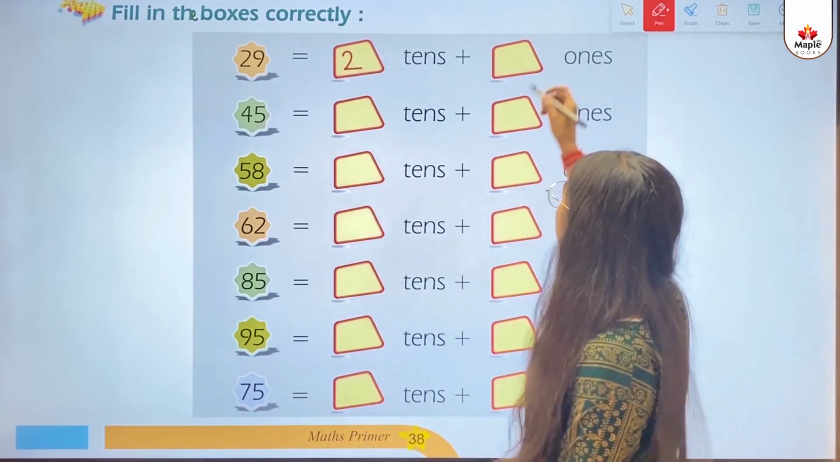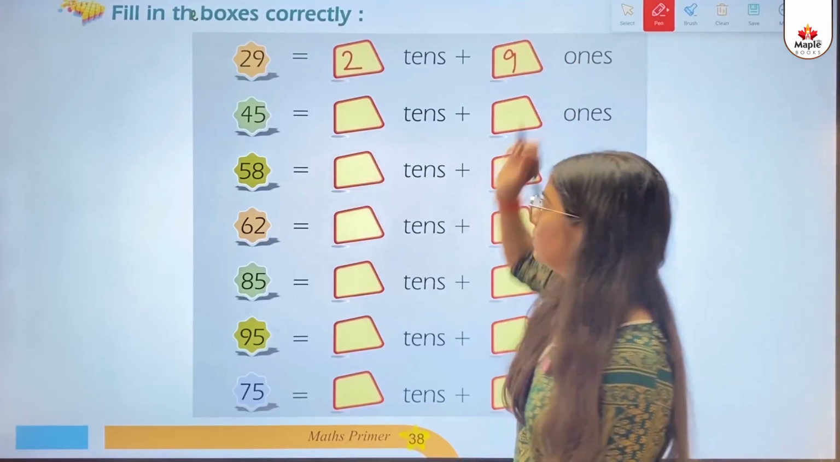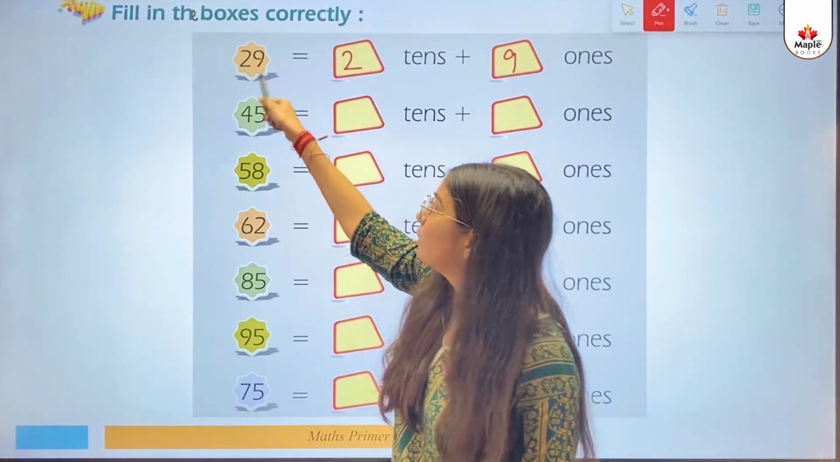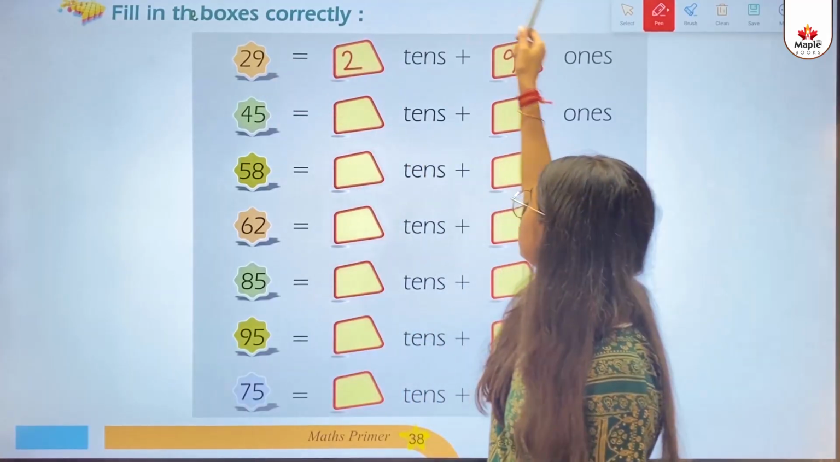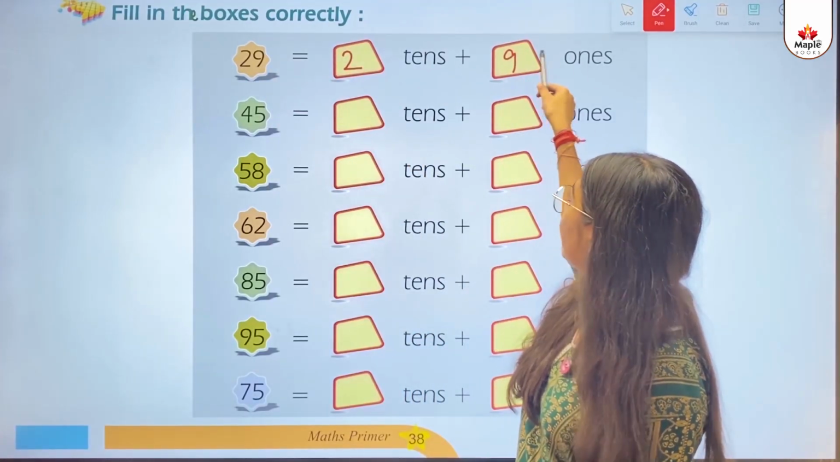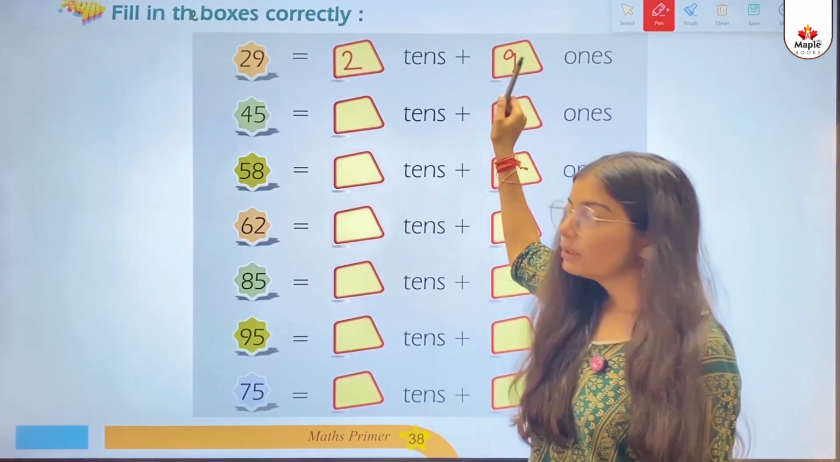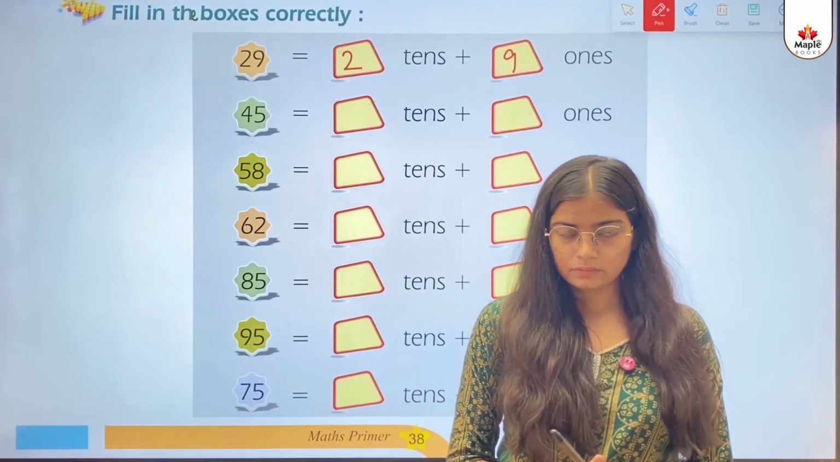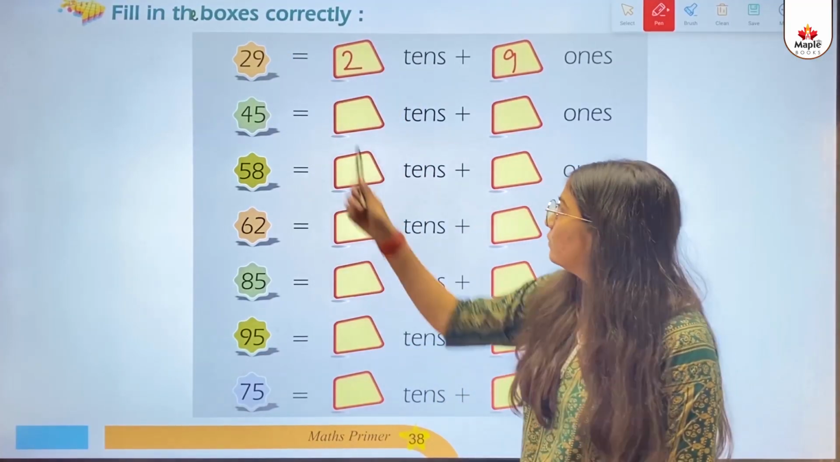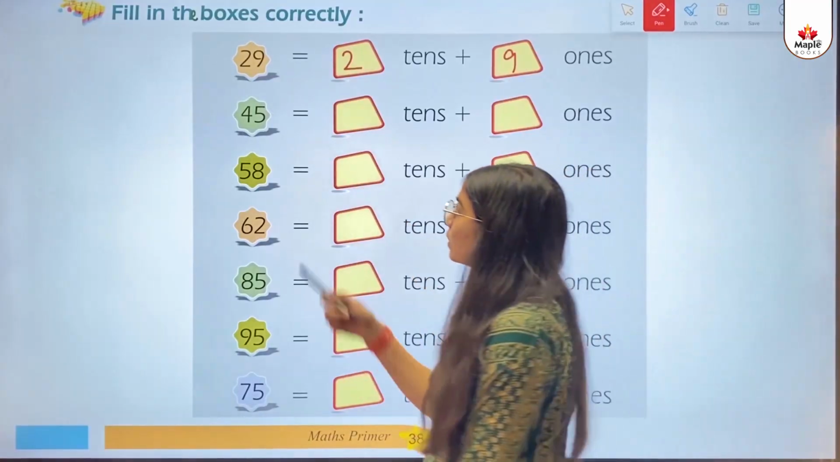Then, what will we write here? 9. As you can see, 29 is the given number. 9 is on the ones place, so we will write 9 here. Then 2 is on the tens place, so we will write 2 here. Got it? Then, we will look at another question.